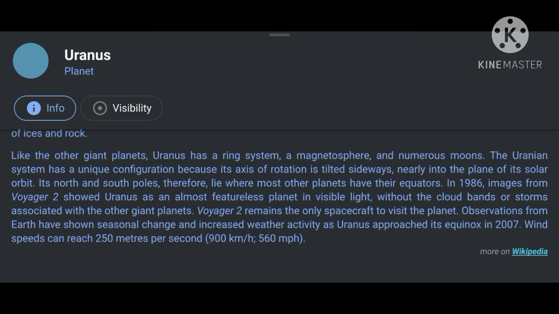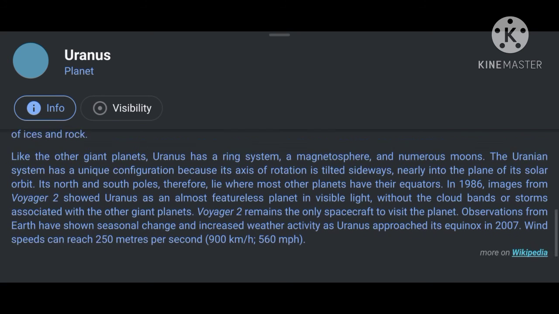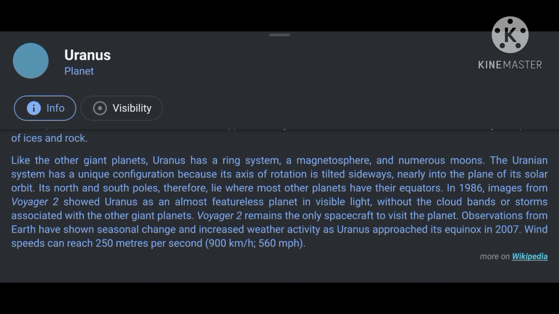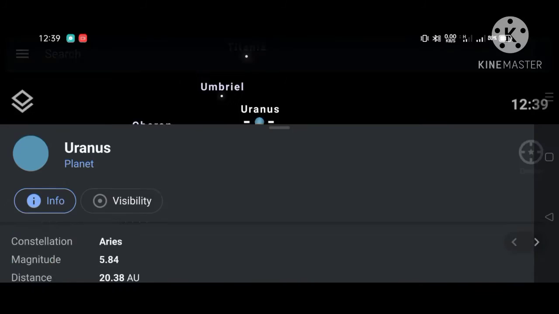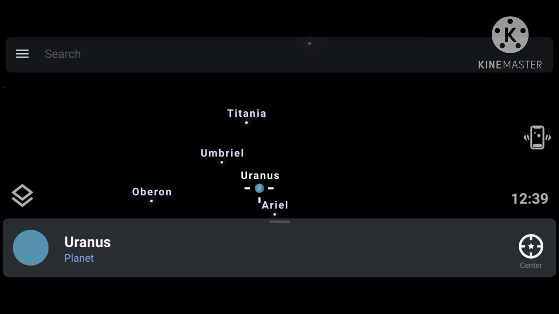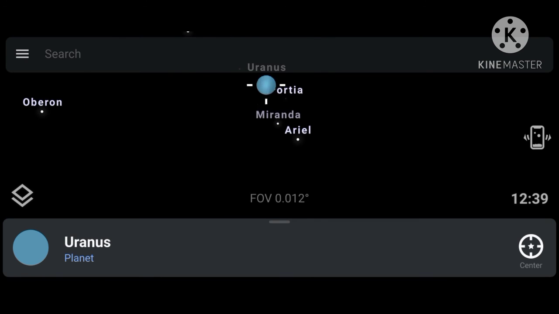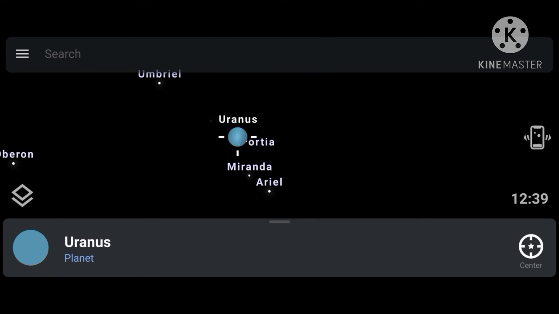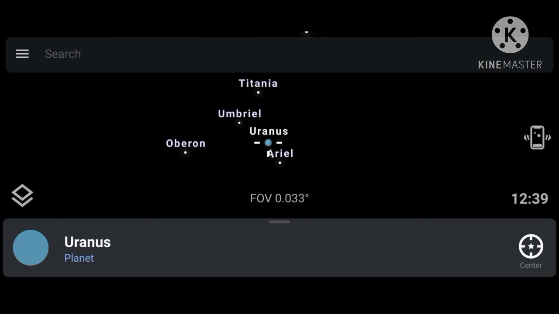And the ring systems are classified according to their names. In 1986, the images from Voyager 2 showed Uranus as an almost featureless planet in visible light, meaning it cannot be easily seen by the naked eye. And the one credited for the discovery of Uranus is William Herschel in 1610.